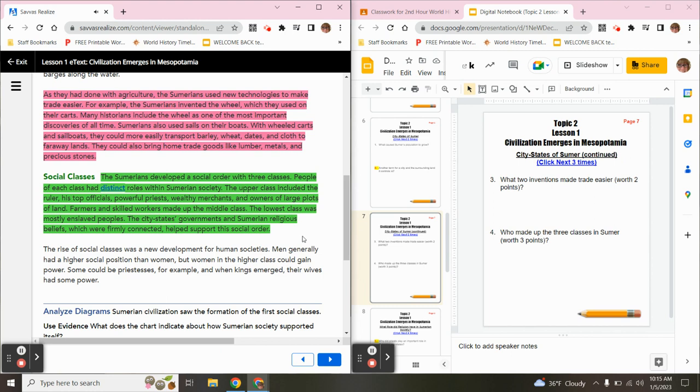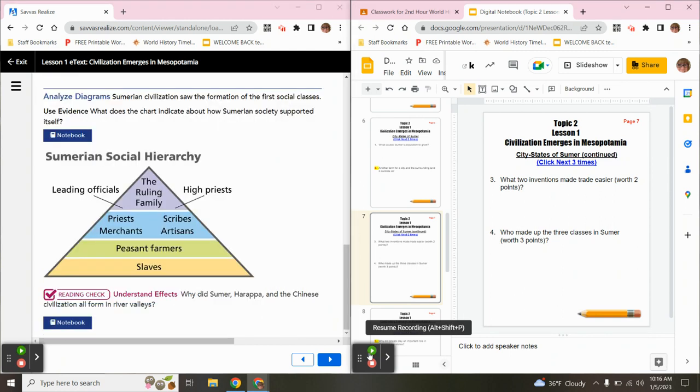The rise of social classes was a new development for human societies. Men generally had a higher social position than women, but women in the higher class could gain power. Some could be priestesses, for example, and when kings emerged, their wives had some power.